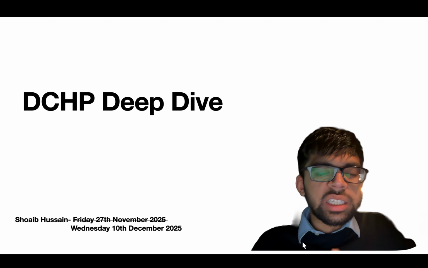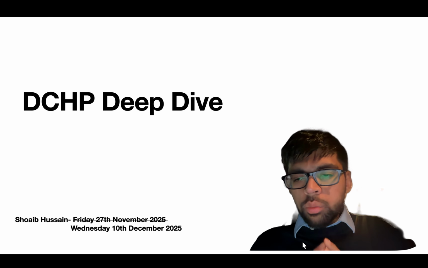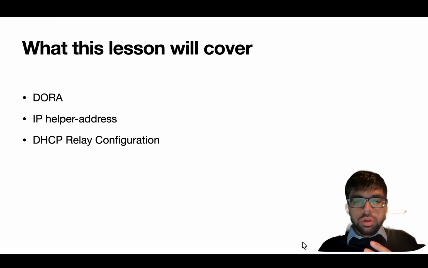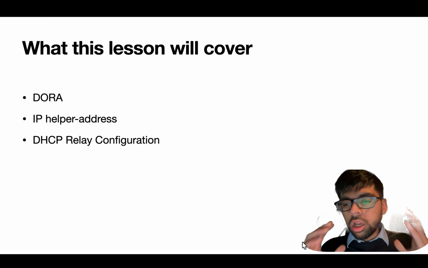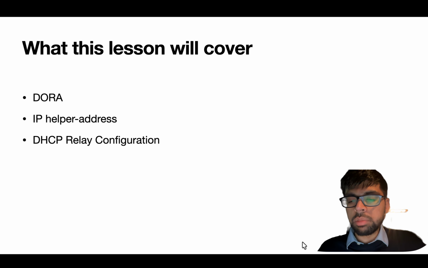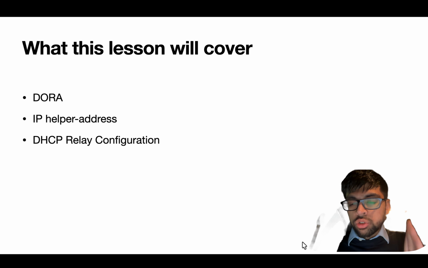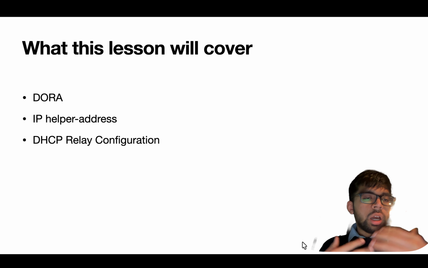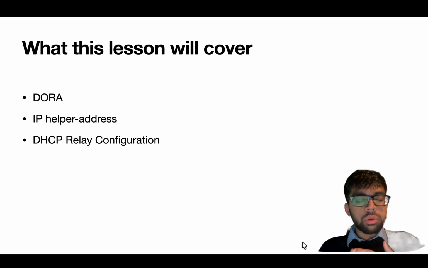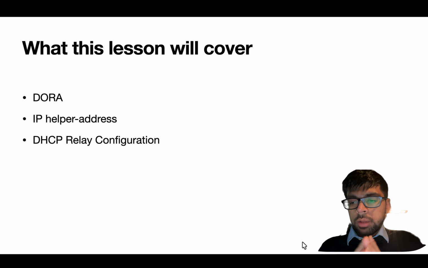This is a DHCP deep dive. So we are going to be looking in this video at DORA: discover, offer, request, acknowledge, the process for a host in IPv4 that doesn't have an IP address, the process of how it receives one, IP helper address, the DHCP relay configuration. So there's a lot to look forward to in this lesson.